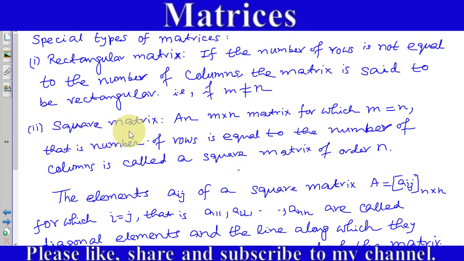Square matrix. An m by n matrix for which m is equal to n, that is, the number of rows is equal to the number of columns, is called a square matrix of order n.